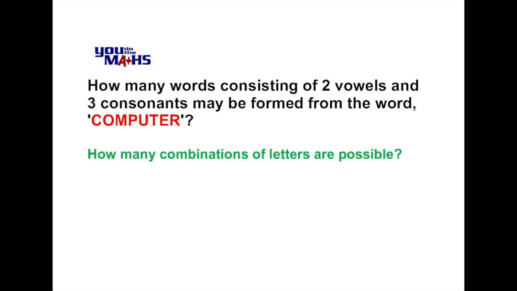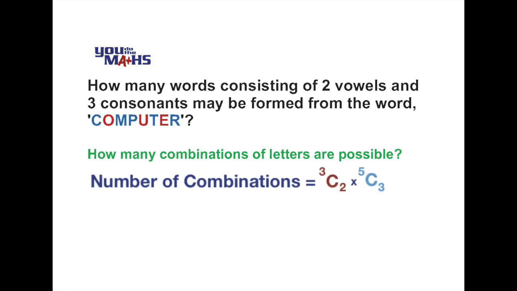So the first thing we need to do is consider how many combinations of these letters are possible. We can see in the word computer that there are 3 vowels, that's O, U, and E. And there are also 5 consonants, C, M, P, T, R. So we select 2 vowels from 3. Using the formula, it would be 3 choose 2, multiplied by 5 choose 3 because we want the consonants and vowels at the same time. 3 choose 2 is 3, 5 choose 3 is 10, and the product of those two numbers is 30.